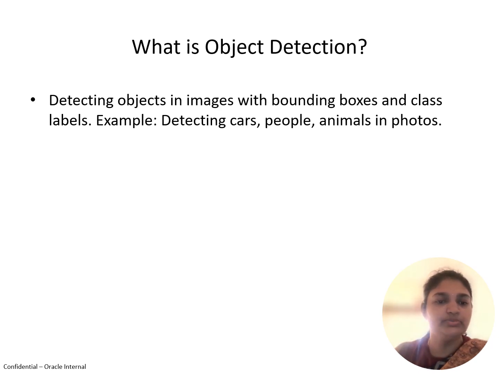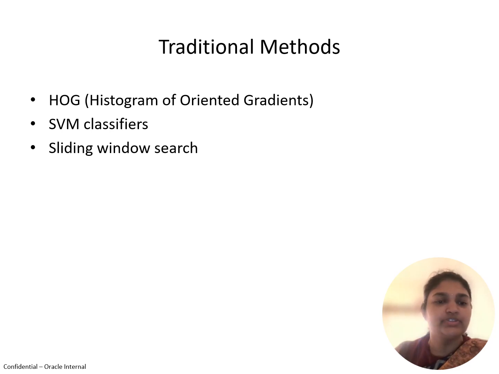Next one is object detection. Object detection is nothing but detecting an object in the images, like with bounding boxes and class labels. For example, detecting cars, people, animals in photos. These are the traditional methods available to find an object: histogram of oriented gradients, HOG. Next one is SVM classifiers, and next one is sliding window search.